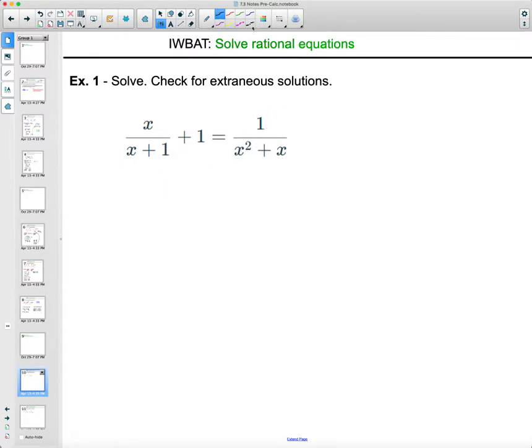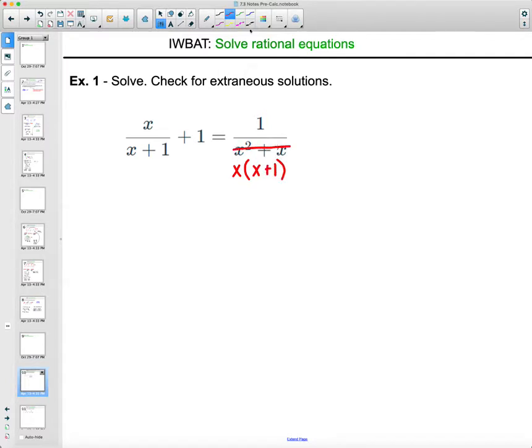So what you're going to need to do first is take a look at the denominators. Notice that this one isn't factored. So you're going to want to factor this one first. So make sure all your denominators are factored so we can see what the actual factors are. So this one will factor out an x. So then we're left with x plus 1.